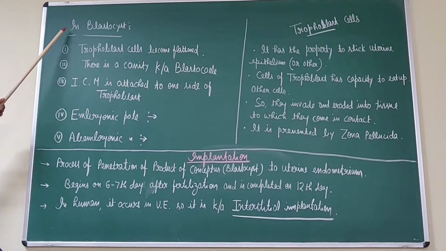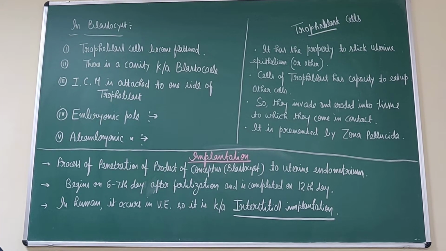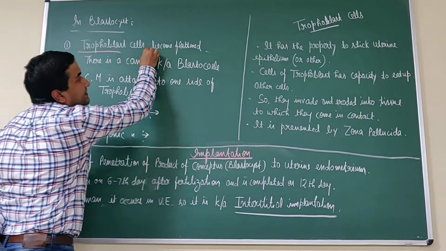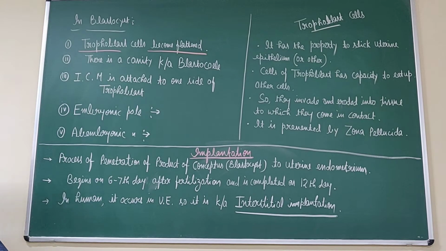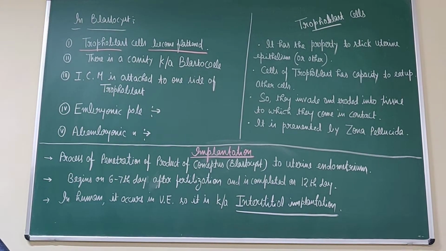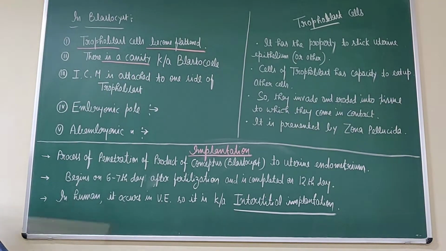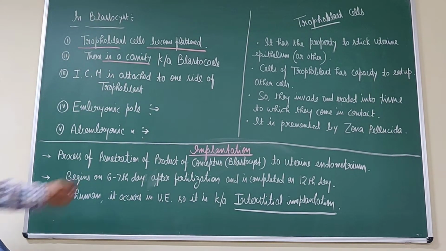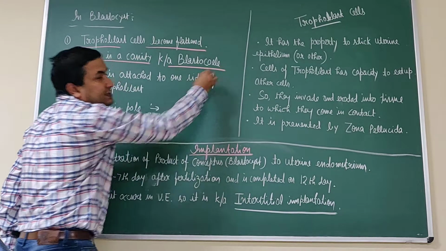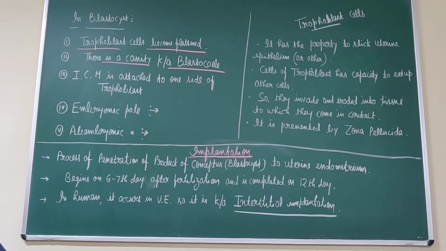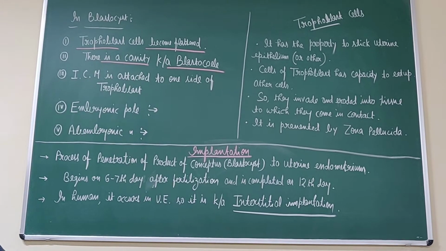Now see the structure of the blastocyst. In a blastocyst, the trophoblast cells become flattened, and there is a cavity in the blastocyst. This cavity is known as the blastocoel, and this cavity contains the uterine fluid.